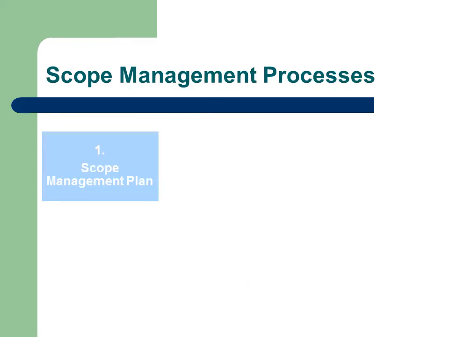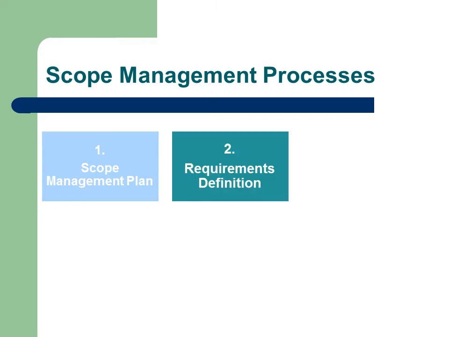There are 5 key processes associated with scope management, and we will examine each one in detail in this module. Firstly, I will just provide an overview of each of the processes. The first process is the scope management plan. This is a section of the PMP, or Project Management Plan. The scope management plan describes how scope will be defined, controlled, reported, and assessed during the project.